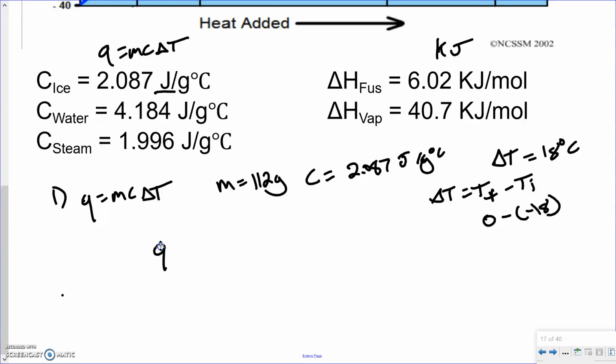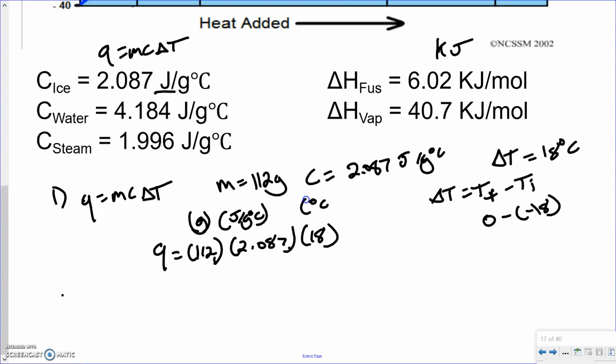So calculate Q. Q is going to be equal 112 times 2.087 times a change in temperature of 18 degrees Celsius. And I should be writing units. So we have grams times joules per gram degrees Celsius times degrees Celsius. Okay, and that's going to give us a Q1, and I'm calling it Q1 because it's my first step, with proper sig figs. In this case, technically this is 18.0, so it should be 3 sig figs because we have 3 in our mass, 3 in our change in temperature of 4210 joules, or we can go ahead and convert that into kilojoules. Either way, I'm going to go ahead and do that, 4.21 kilojoules.